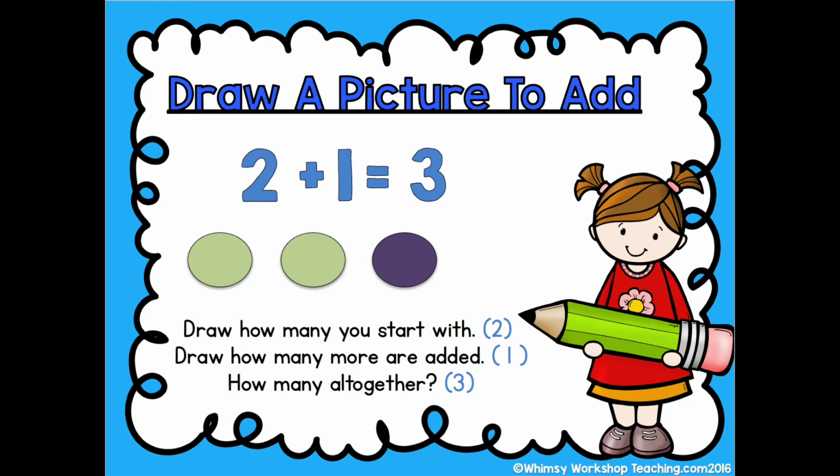How many all together? When you count all the circles together, you see 1, 2, 3 circles. So the answer is 3. 2 plus 1 equals 3.